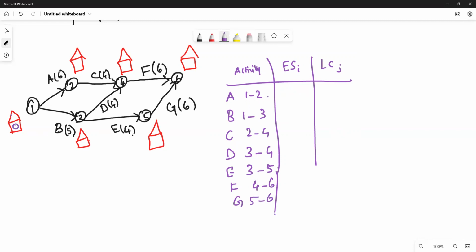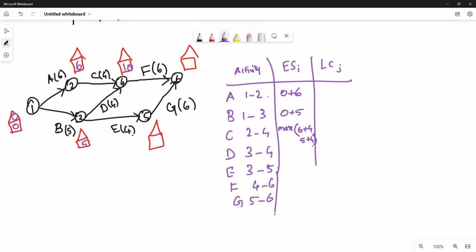First, we'll start with 0, 0 for the initial node 1. For node 2, it is 0 plus duration 6, so it is 6. For node 3, only one activity is coming in, so it is 0 plus 5, that is 5. For node 4, there are 2 activities coming in, so we calculate the maximum of 6 plus 4 and 5 plus 4. Which one is maximum? 10.